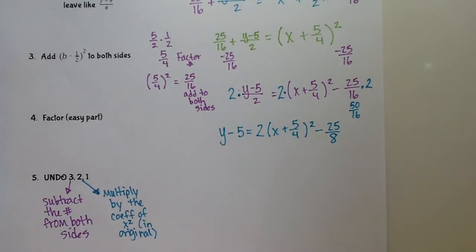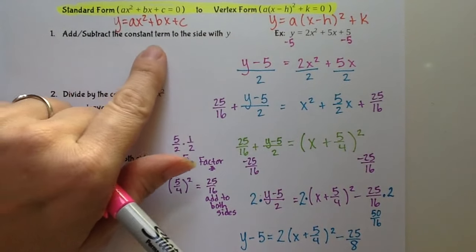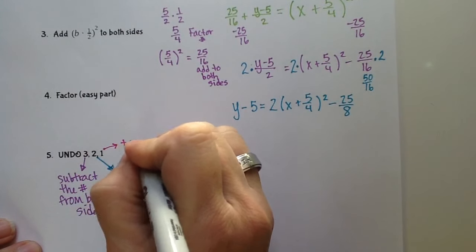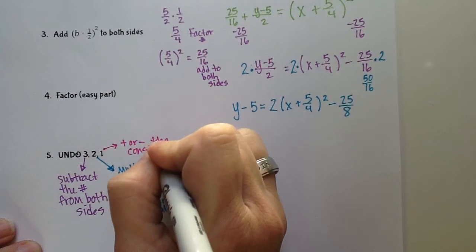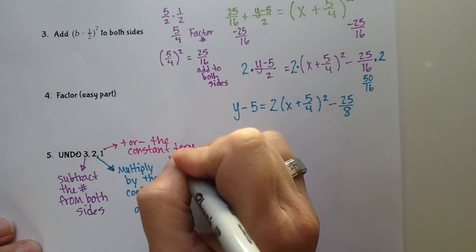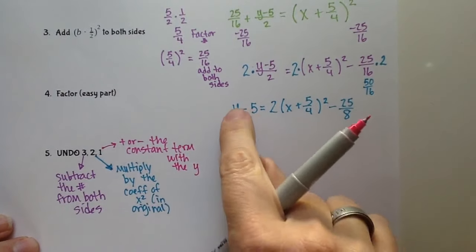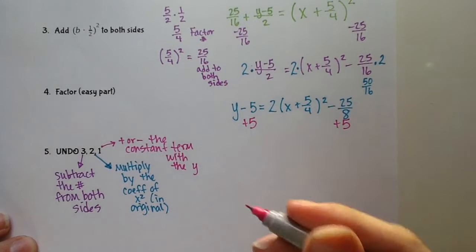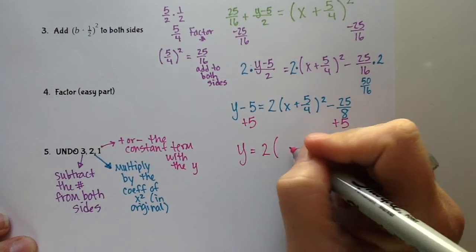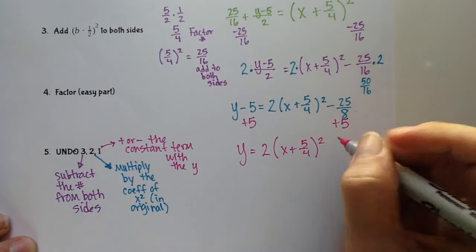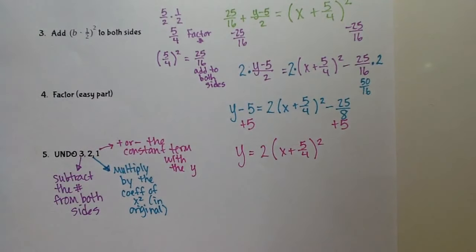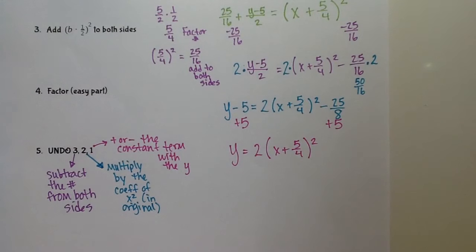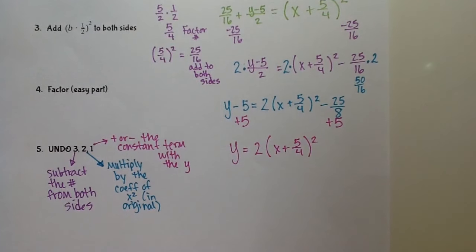And then to undo step 1 was to add or subtract the constant term. So to undo step 1, I will add or subtract the constant term with the y. So here I have minus 5, so I will plus 5 here, and I only need to add that to the constant term on this side. So I'll end up with y equals 2 times x plus 5/4 squared. And then this is really the only tough part. I have to do negative 25/8 plus 5. So you do have to do a little bit of fraction action, but it's not too bad.